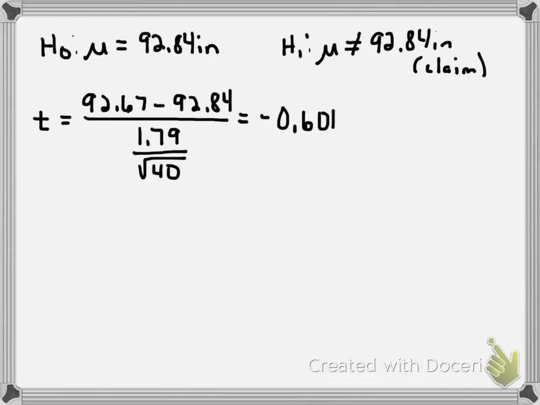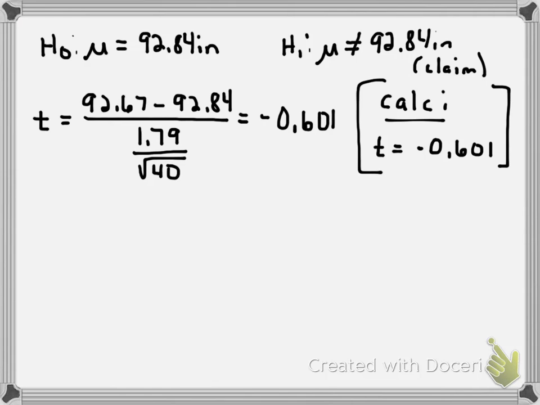0.601. Now you can use your calculator to find t as well, and if you do, in this case you should end up with the same thing, negative 0.601. See the following viewlet to learn how to find the test statistic on your calculator.